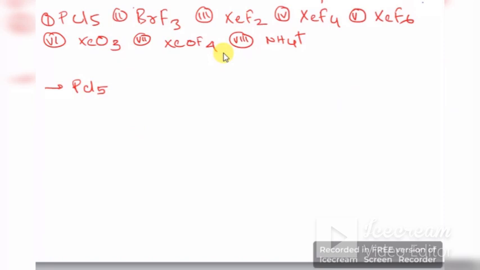I have written a total of 8 compounds, and one by one I will go through them. First of all, take the compound PCl5. Before drawing the structure, first of all, how can we find the value of Z? And there is a formula.